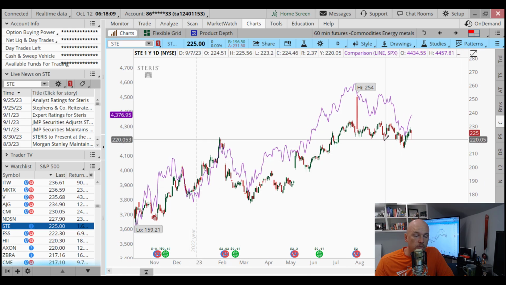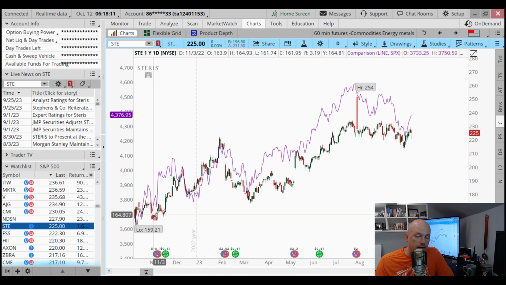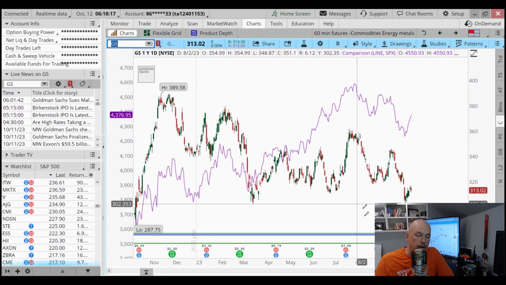Here's an example of something that's relatively weak. Notice for the last year, it's really underperformed the market in general, right? There are a number of stocks. I'm going to use Goldman Sachs as a great example.